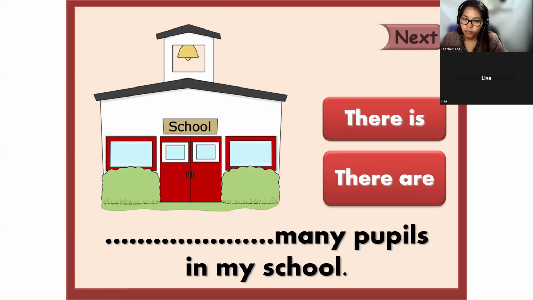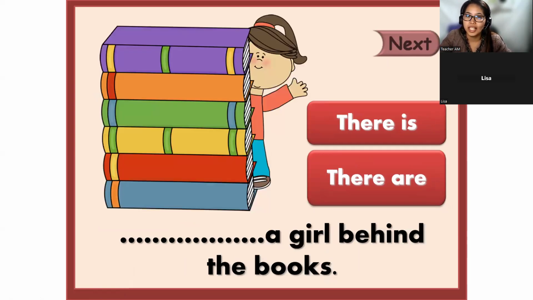There are many pupils in my school. Wow, great. Okay, how about this one? There is a girl behind the books. That is right. How many books can you see here? Six.